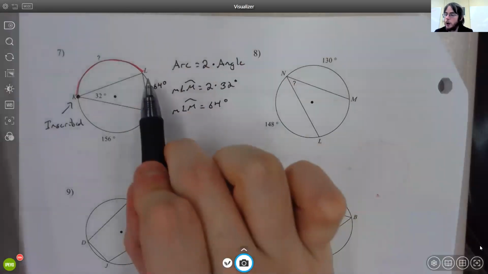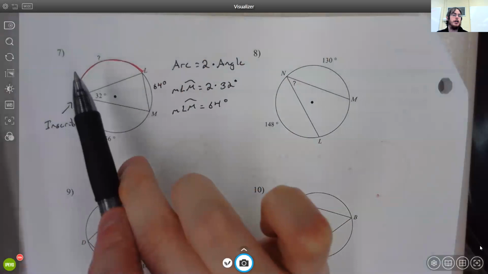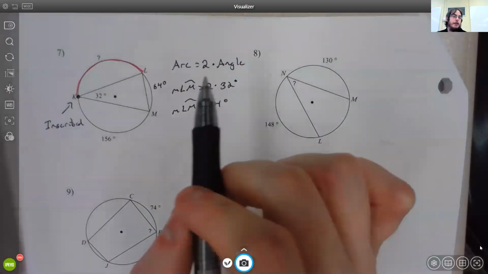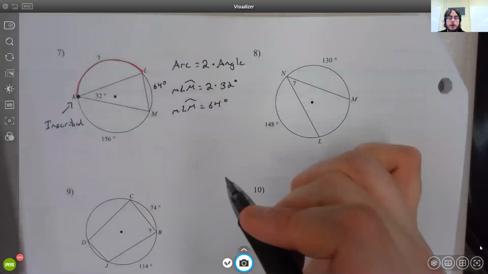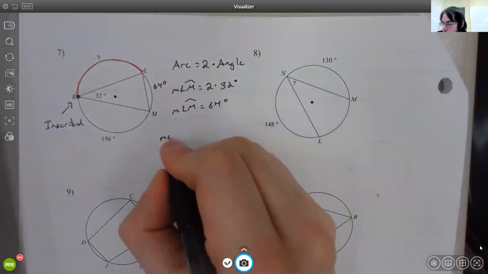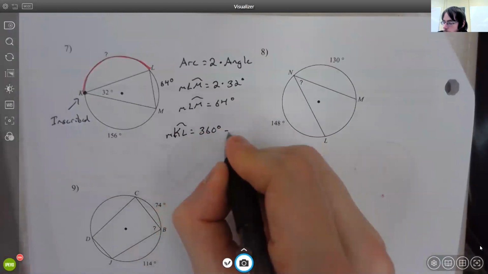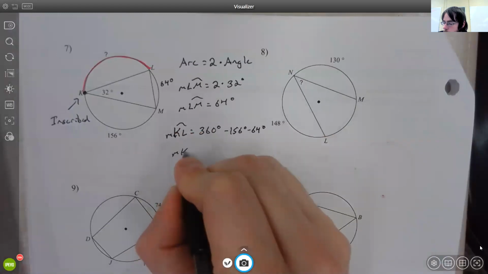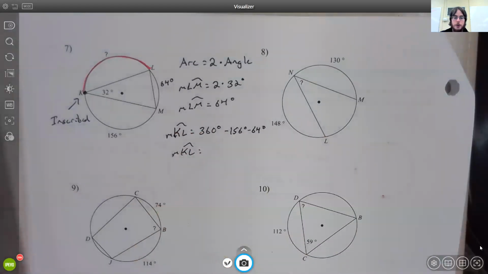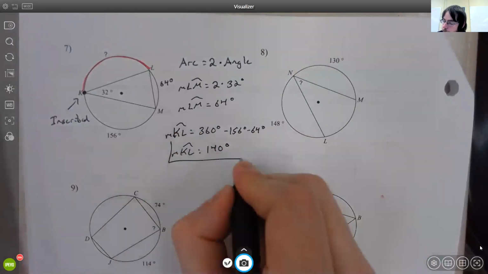Now that we know that arc LM is 64 and we know KM is 156, the only remaining arc that we need to find is KL. All of those arcs add up to 360. So to find arc KL, we take 360 minus 156 minus 64. So 360 minus 156 minus 64 will get you 140 degrees.